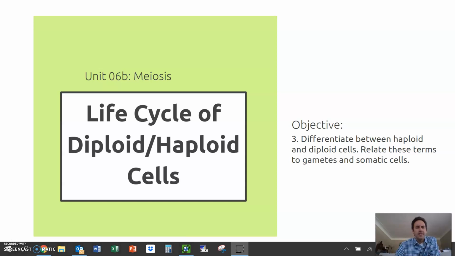So in our last screencast, I told you we were going to begin this unit on meiosis and focus on this objective where we differentiate between haploid and diploid cells and relate those terms to gametes and somatic cells. The astute biology student might notice that I never even mentioned the words meiosis, haploid, diploid, gamete, or somatic cell. So, nailed it, right? Not to worry though, we're going to figure that out with this screencast using the review that we did in the last one.